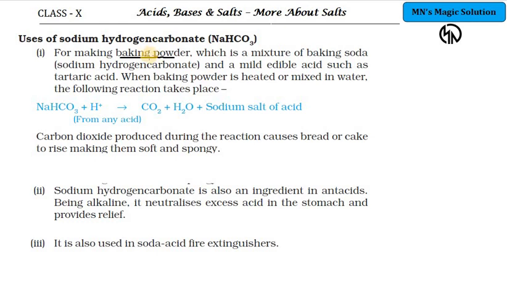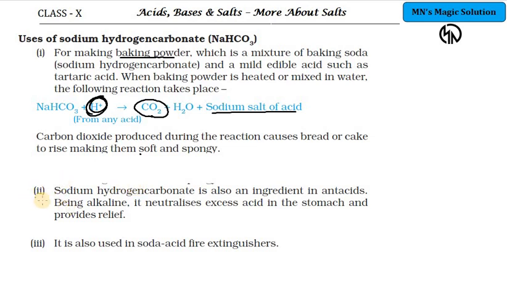Baking powder. And when I add baking powder to the cooking process and it is heated, carbon dioxide is liberated again, along with the sodium salt of that particular acid. It is not a strong acid that we could use here, because it's for cooking purposes; here we use a mild edible acid. Carbon dioxide produced during this reaction causes the bread or cake to rise and makes them soft and spongy.